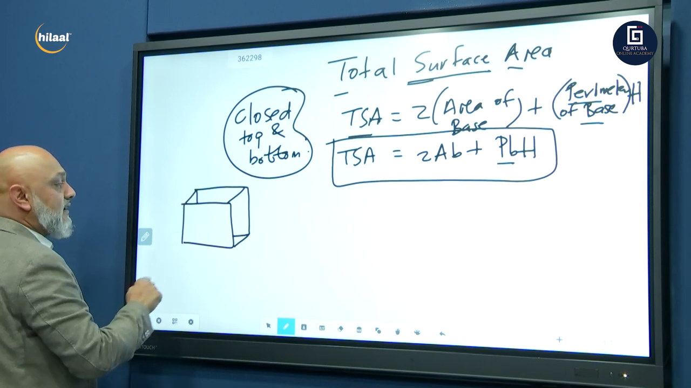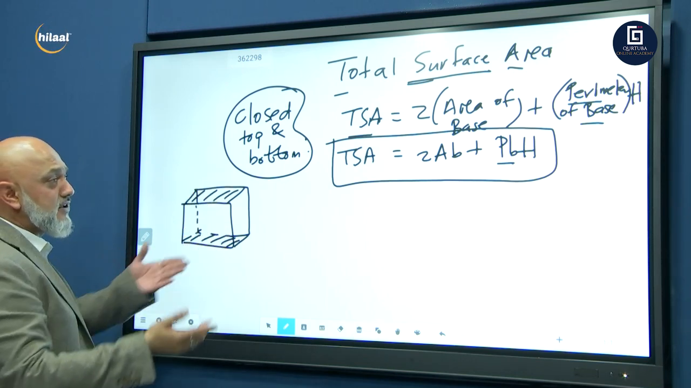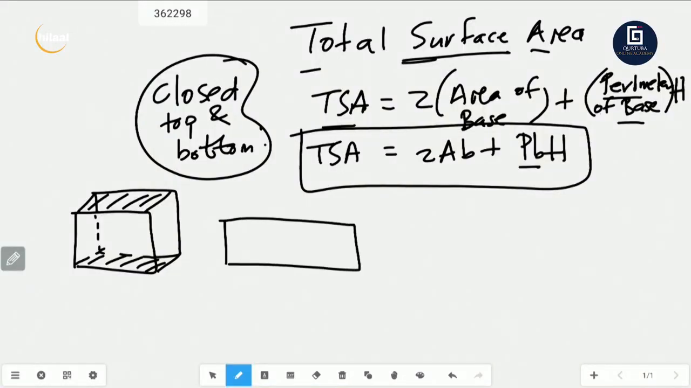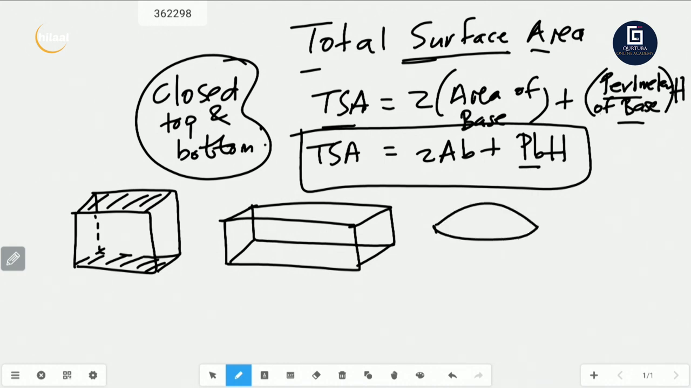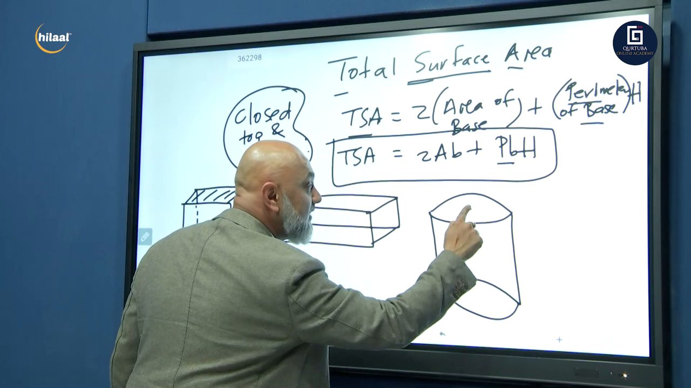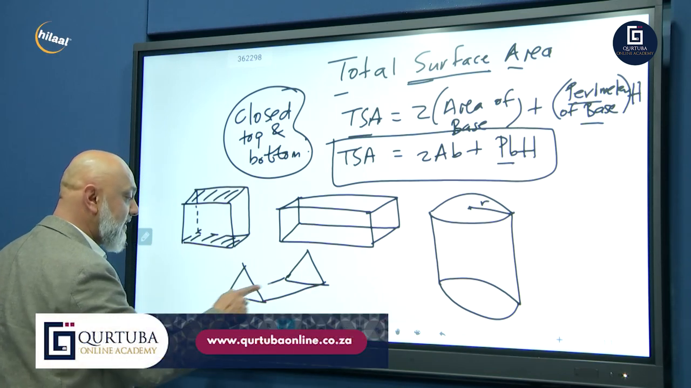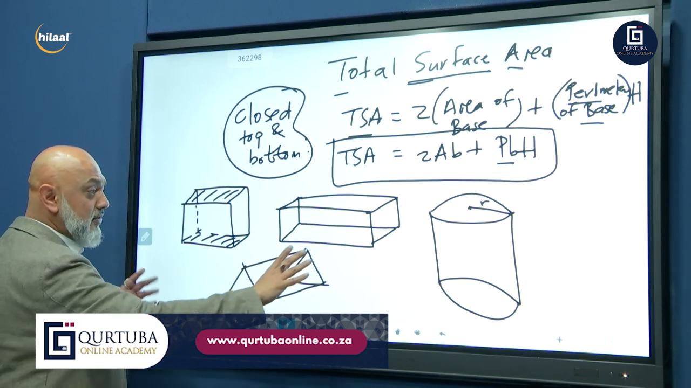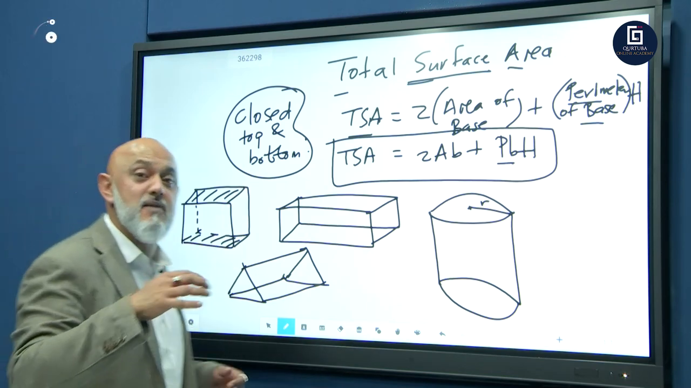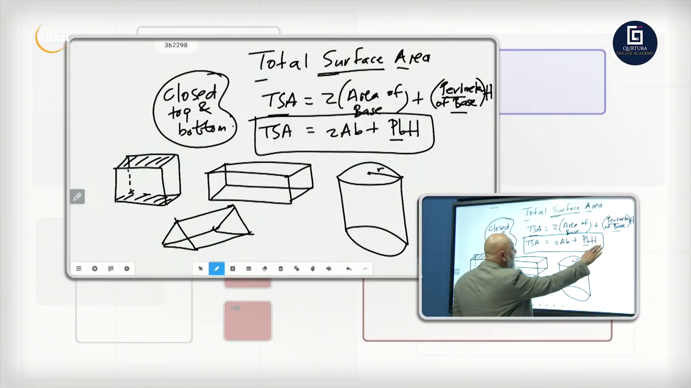We've got a cube. Total surface area would be, say it was closed on the top and closed at the bottom, 2 times area of base plus perimeter of base times your height. Then we've got a rectangular prism. Then we've got a cylinder, and that's your radius, R, of the circle. And then you've got a triangular prism, like a Toblerone chocolate box. So these are your standard shapes. I'm not talking about your sphere, dome, pyramid, or cone; they'll give you the formula for those. I'm just talking about your standard shapes. 2 times area of base plus perimeter of base times height. Now take this formula down.